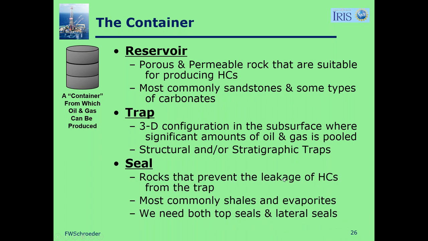For the cap, we need rocks that prevent the leakage of the hydrocarbon out of the trap. What we look for are units that have very low permeability, that would be the connectedness of the pores within the rock. The most common seals are shales, and the more extensive the shale, the better likelihood that it's going to be a good seal. So marine shales tend to be better seals than fluvial or non-marine shales. And then any type of evaporite, because all the salt-related lithologies have very low permeability. We need the seal at the top of the trap, and we also need it to go down the sides of the trap so that we can have a thick enough column of oil or gas that it would be economic.